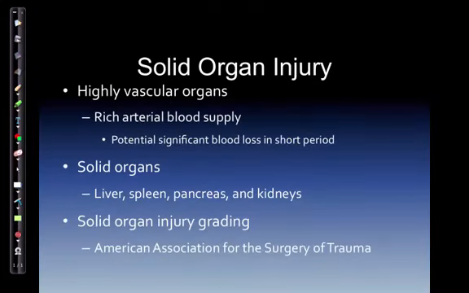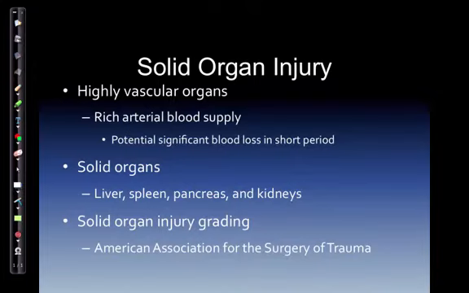Solid organ injury. Highly vascular organs, which are rich in arterial blood supply, give us potentially significant blood loss in a very short period of time. Solid organs include the liver, spleen, pancreas, and kidneys. The liver itself is composed of 4 lobes and a total of 8 segments, and each of them has its own blood supply, a very vascular area.